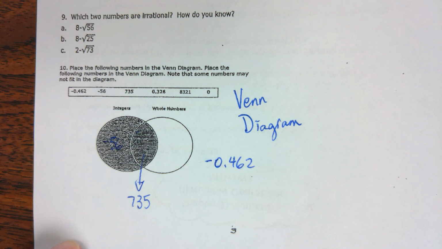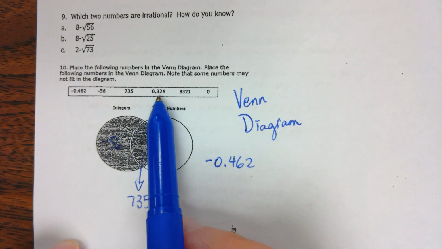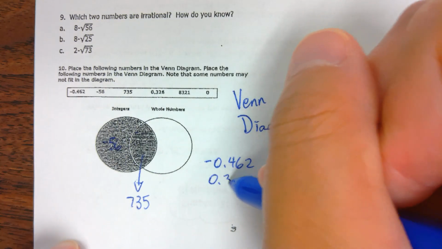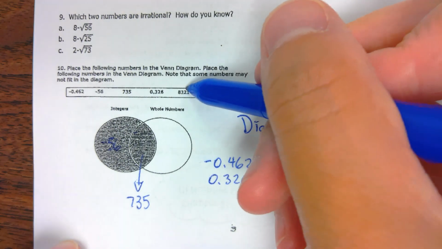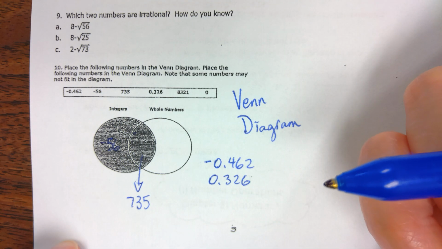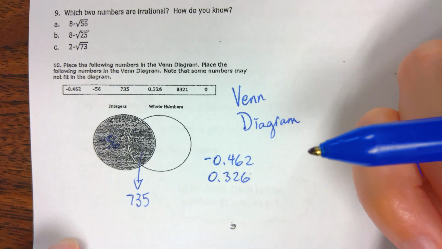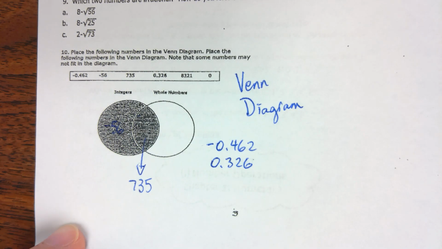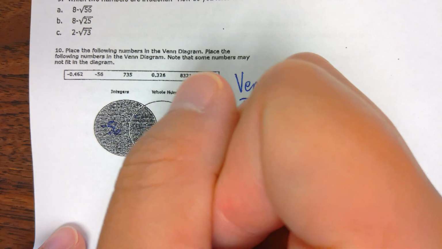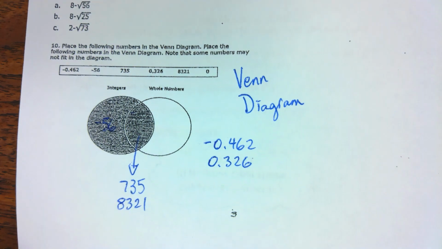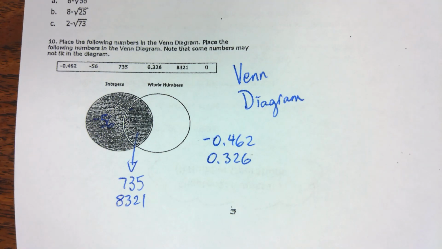0.326. Claire? 0.326? It's none. It's none, so you write it on the outside. 8,321. Where do I write that? 8321. Yeah, in the middle. Right in the middle. And then lastly, 0. Yep, middle. Good.